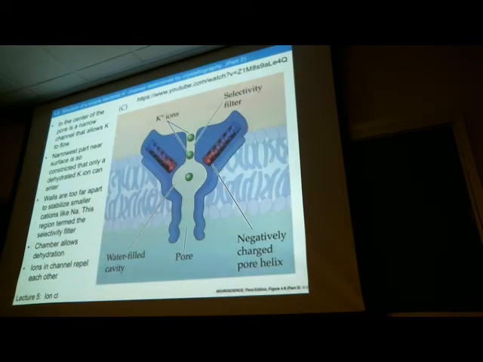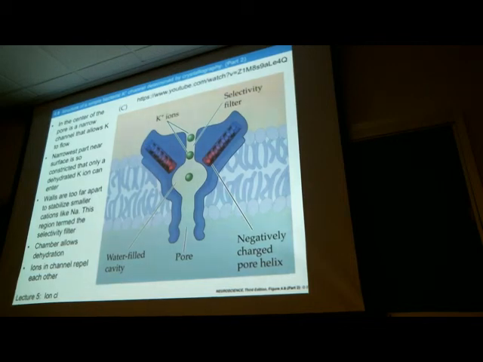Okay, so here's a cartoon version. In the center, you have this pore. You have these helices that have a negative charge to them. So this negatively charged pore helix is kind of pulling the ion through. And the selectivity really comes from the size and the way the charges are arranged in this pore.